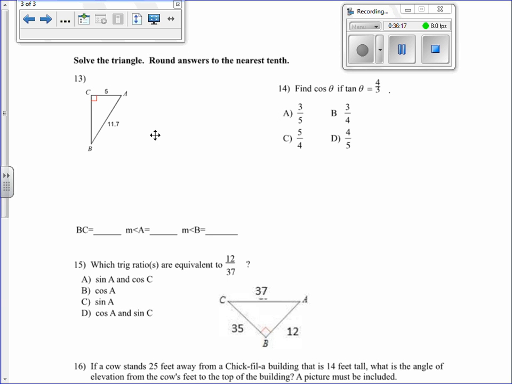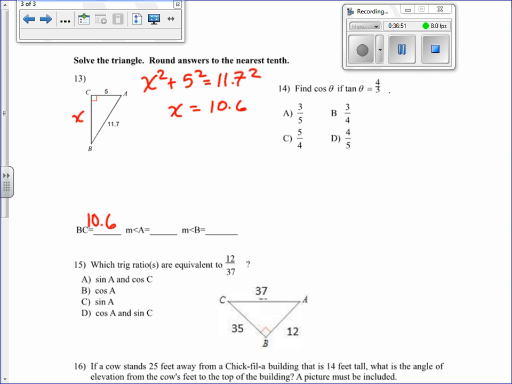Alright? Number 13, solve the triangle. That means you have to find all the missing sides. So you could do the Pythagorean theorem, or you could use a trig function. So you could do x squared plus 5 squared equals 11.7 squared. Alright, and so if you do that, guys, you're going to end up getting 10.5, 10.6, okay? Alright, so that's BC.